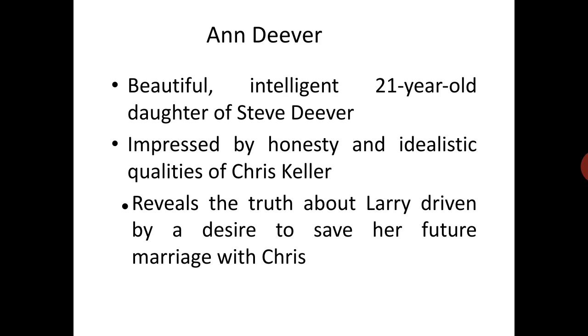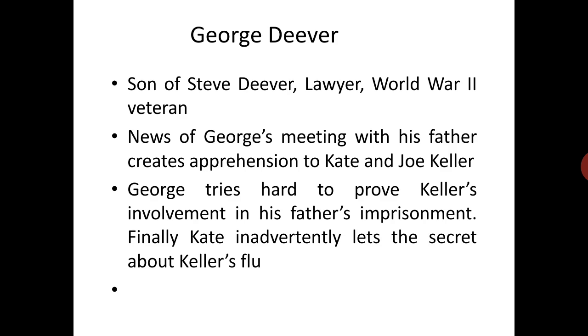Let us come to Anne Deaver. Anne Deaver is a beautiful, intelligent 24-year-old daughter of Steve Deaver. She is impressed by the honesty and idealistic qualities of Chris Keller. That is why she wants to get married to him. She is the one who reveals the truth about Larry, because she is driven by a desire to save her future marriage with Chris Keller.